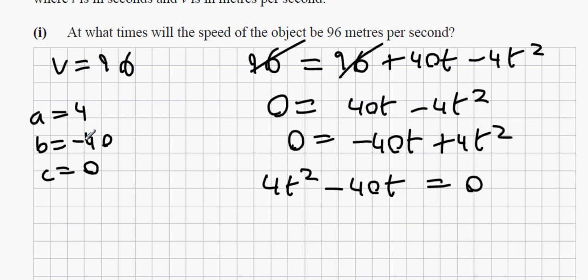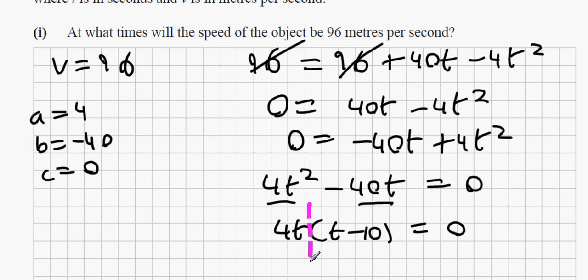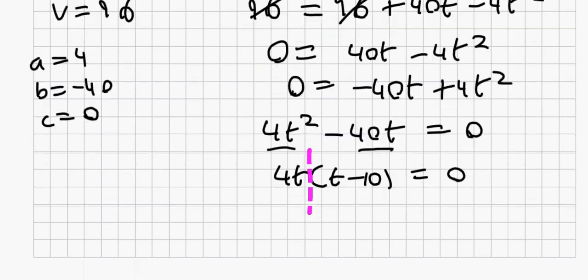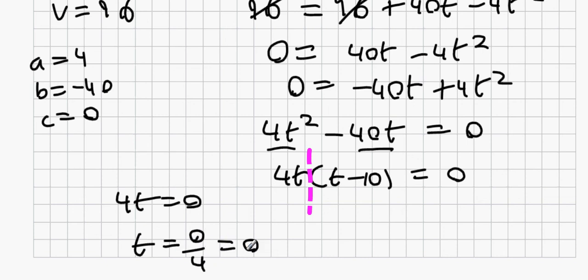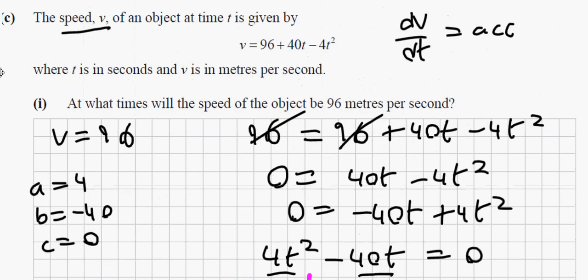You could try that if you get stuck, but you should know that there's t's in both of them and there's 4's in both of them. So 4t into t minus 10 equals 0. So it can happen at 2 points, okay? You split it in half, so either 4t equals 0 or t equals 0 divided by 4, which is still 0. So t equals 0 or t minus 10 equals 0 and t equals 10. Okay, so find the times. That's plural. That's why we got two answers.